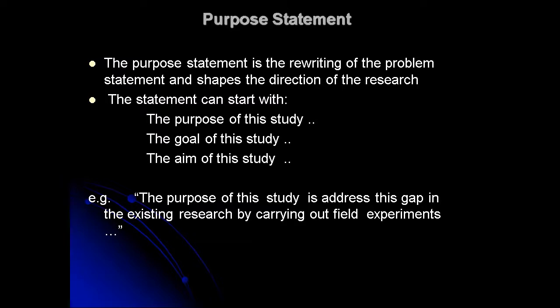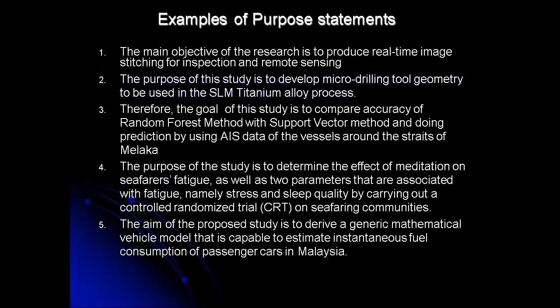Now we go to the next part. After completing your problem statement, you go for purpose statement. Purpose statement is just rewriting the problem statement that shapes the direction of research. So now you have identified that's a problem. Now, so what do you want to do? Normally there are three ways of writing that. You can use purpose, goal, or aim. So for example, the purpose of this study is to address this gap in the existing research by carrying out field experiments, for example. That's an example.